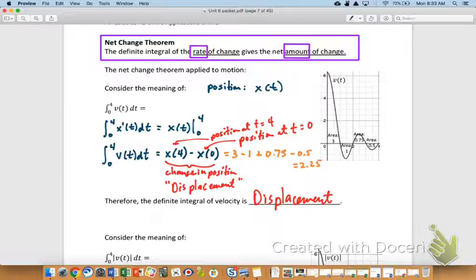Okay, so the definite integral of a rate of change gives the net amount of change. So what do y'all think?